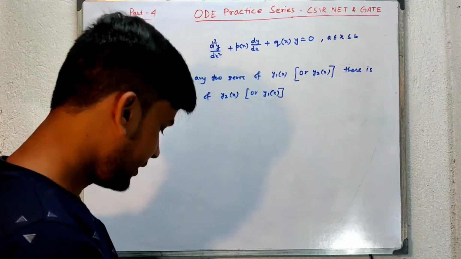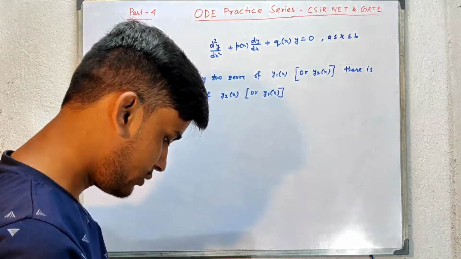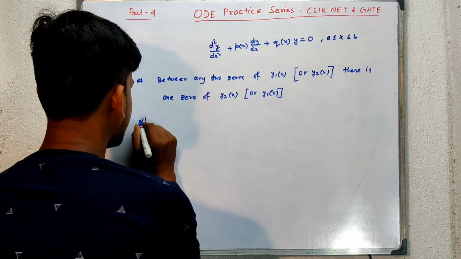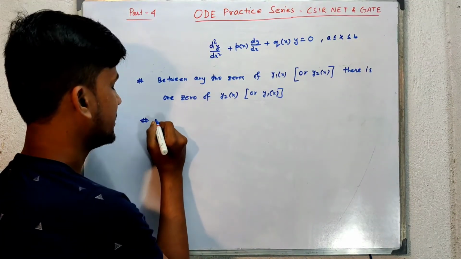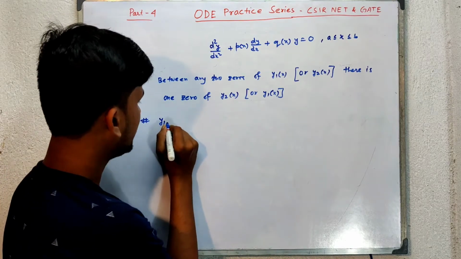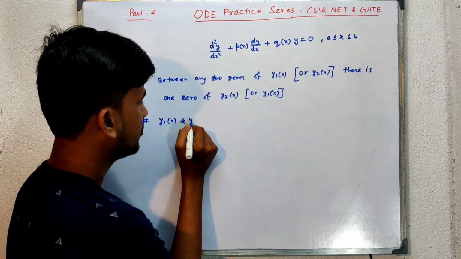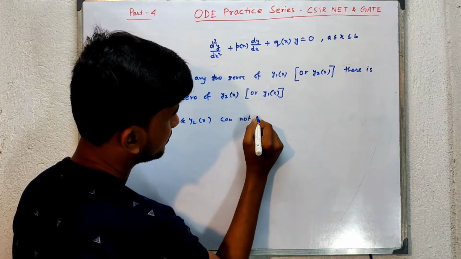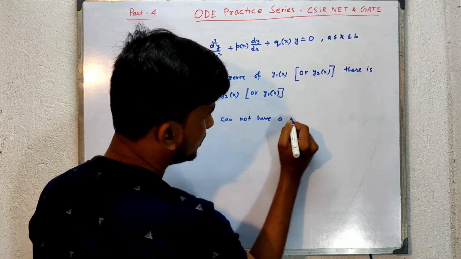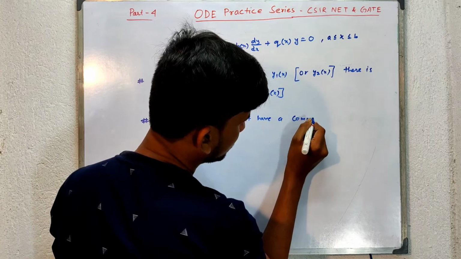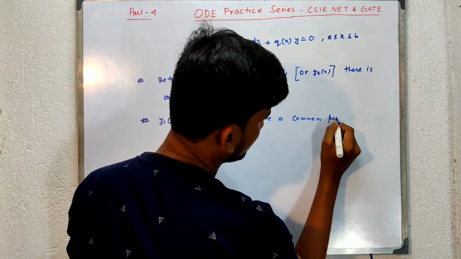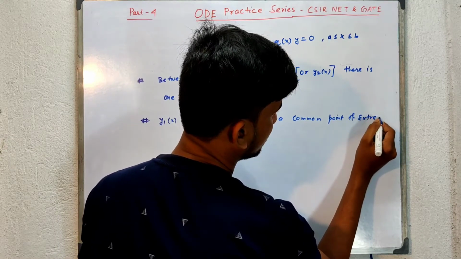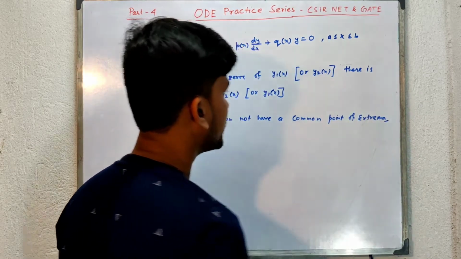So between any two zeros, both y1 and y2 cannot have a local maximum at x0. Another concept we use here is that y1(x) and y2(x) cannot have a common point of extrema. These two are the concepts.